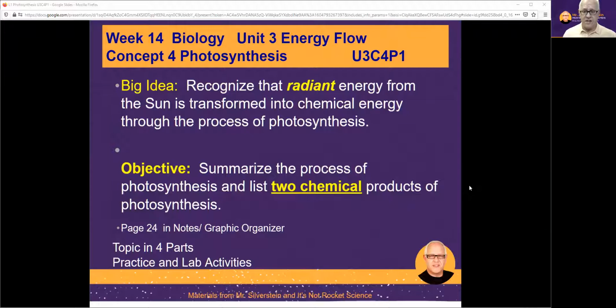Our objective today in this lesson is for you to be able to summarize the process of photosynthesis and list the 2 chemical products of photosynthesis. So if you're using your unit pack, turn over to page 24 in the notes or graphic organizer, or put your notes in your spiral notebook, however you want to do that. This particular topic is going to work in 4 parts. It's going to take this week and next week. We're going to have some practice, and we'll have some lab activities when you're in class.